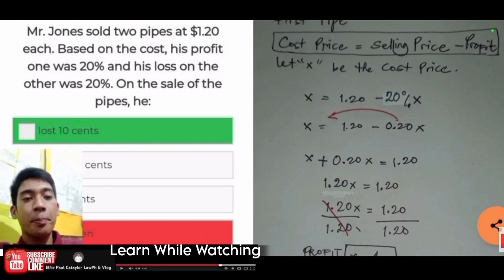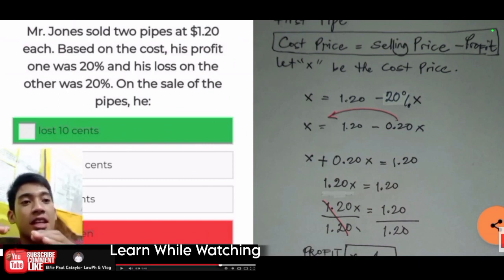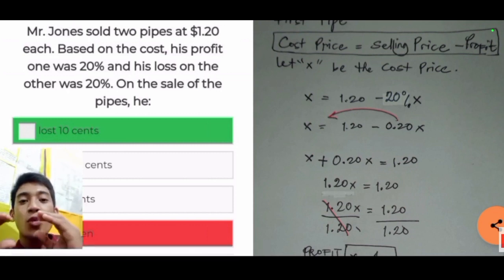For the first pipe, the cost price equals the selling price minus the profit. The selling price is the price which will be paid by the buyer. The selling price here for the pipe is 1.20. So that is the price that the buyer should pay, minus the profit, because there is a profit of 20%. So let X be the cost price.